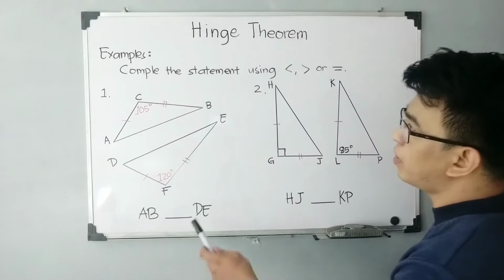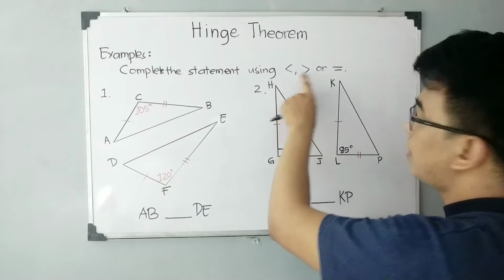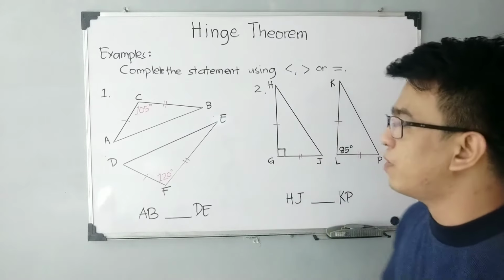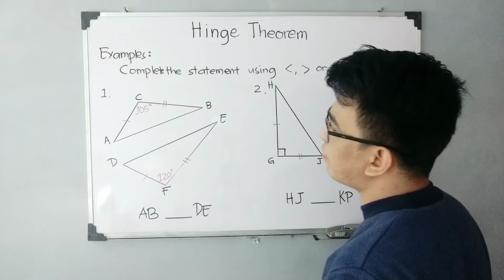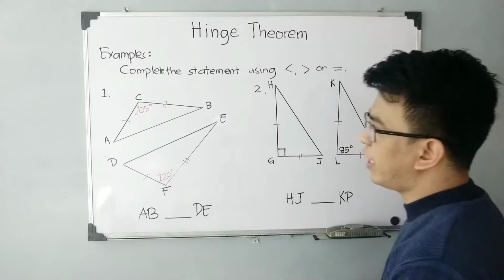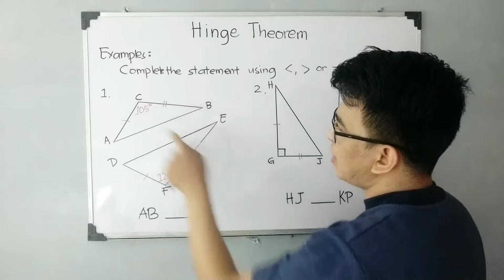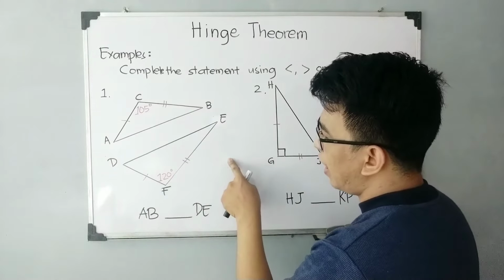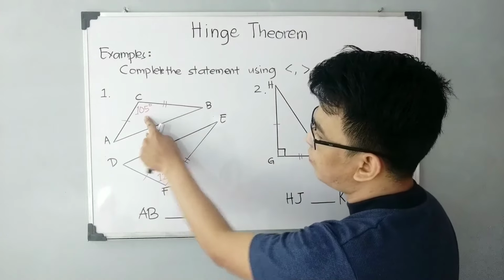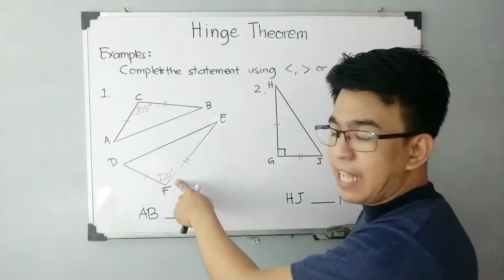So, we have here the problem. Complete the statement using less than, greater than, or equal symbol. And the concept we will use here is our Hinge Theorem. So, for item number 1, we are given triangle ABC and triangle DEF, wherein side AC is congruent to side DF, side BC is congruent to side FE, and you go to their included angles. For the included angle of this triangle, angle C, this is 105, and the other included angle is 120.